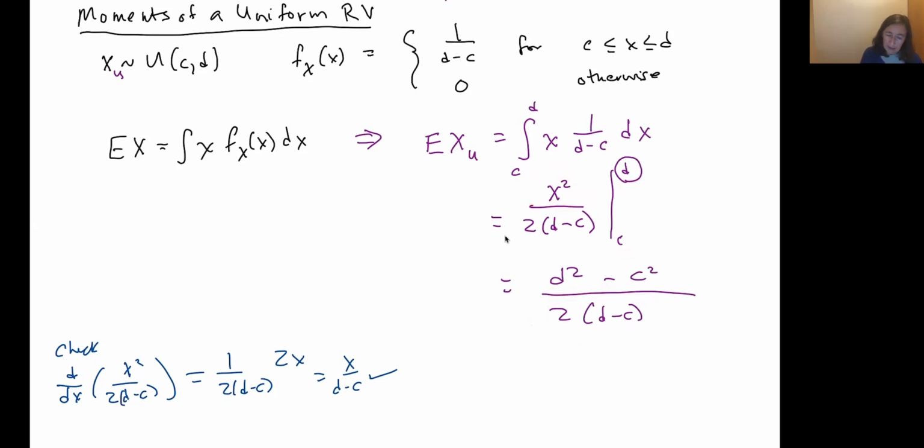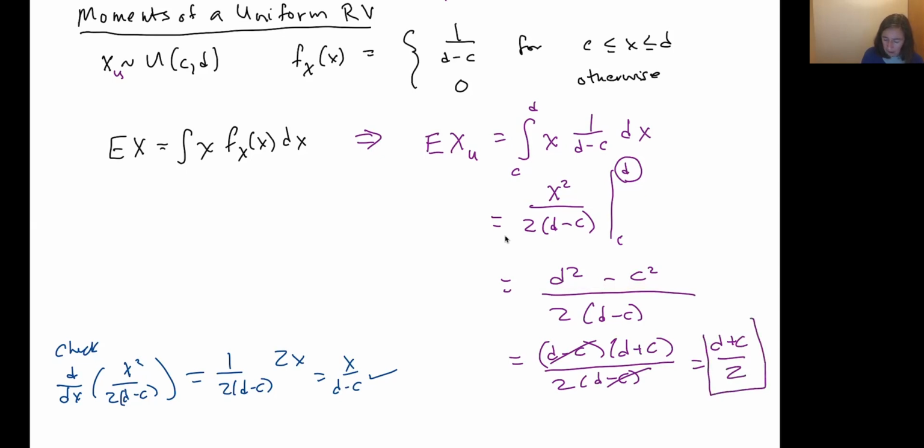I can't help noticing that we've got this difference of perfect squares up here, and that's one of our favorite things to factor. So that in fact equals d minus c times d plus c over 2 times d minus c. Oh, look at that. And we get to cancel, yay. And we get d plus c over 2. That is the expected value of a random variable uniform on the interval C to D. And so that's interesting. Look what we got here. This is the midpoint.